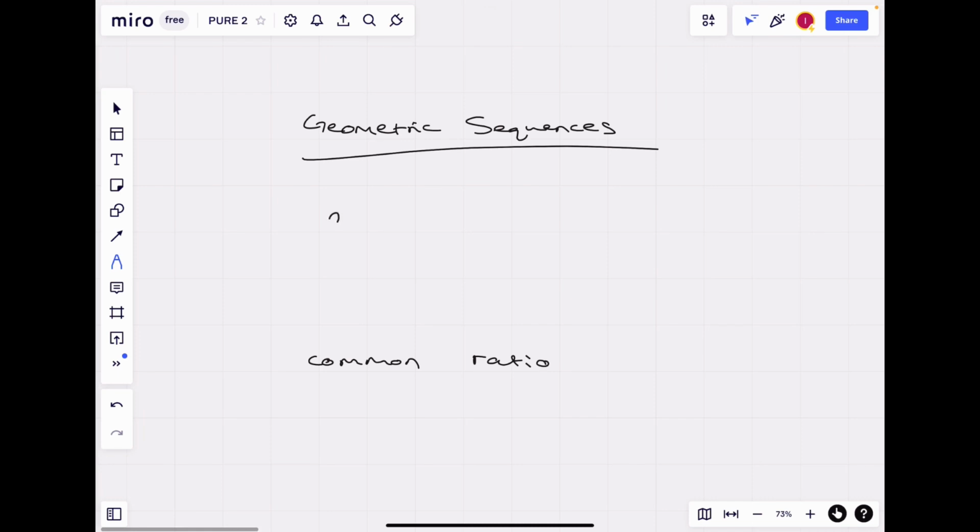So for example, 2, 4, 8, 16. In each case, you are timesing by 2. It's going to be the same number every time. It's just now you're multiplying. That's what differentiates or distinguishes a geometric sequence and an arithmetic sequence. One has a common ratio, the other one has a common difference.